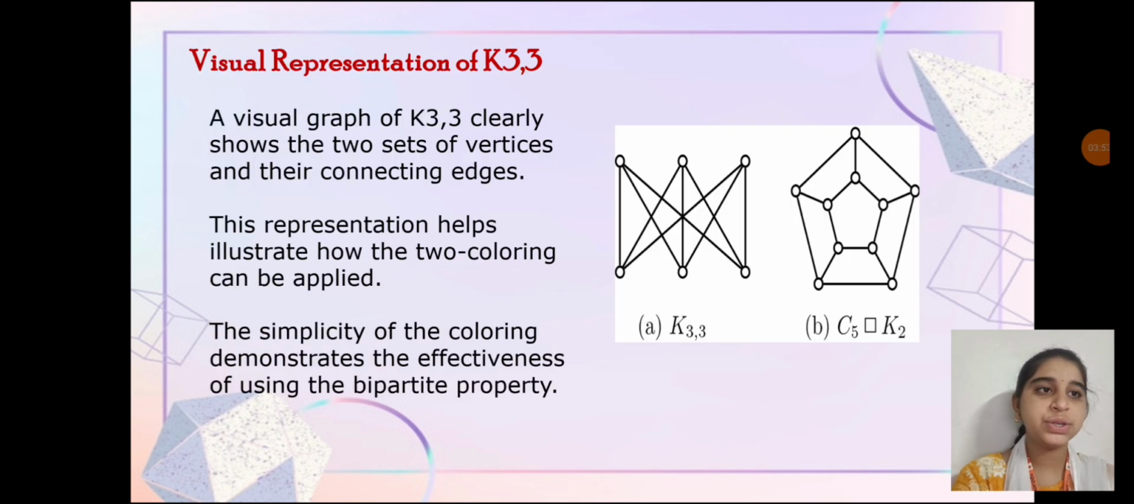Visual representation of K33. A visual graph of K33 clearly shows the 2 sets of vertices and their connecting edges. This representation helps illustrate how the 2 coloring can be applied. The simplicity of the coloring demonstrates the effectiveness of using the bipartite property.